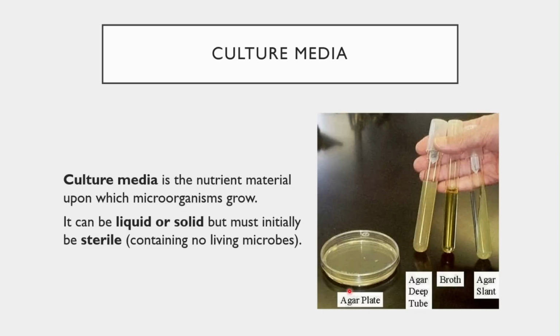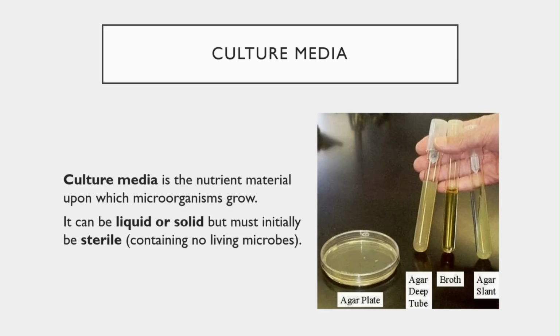And here we have different examples. We have an agar plate, which is a solid. We have an agar deep tube, which is agar poured into a tube here. And we have liquid broth. There's no agar in this. And then agar slant, which is another solid tube, but it's just made at an angle here. And what you'll see in common is all of the solid medias have agar in them.